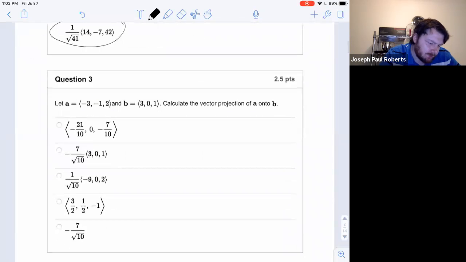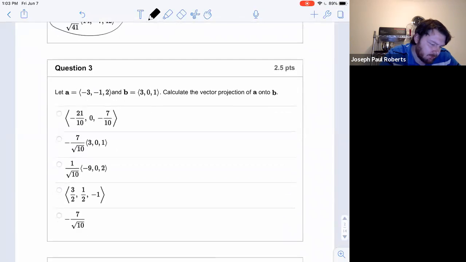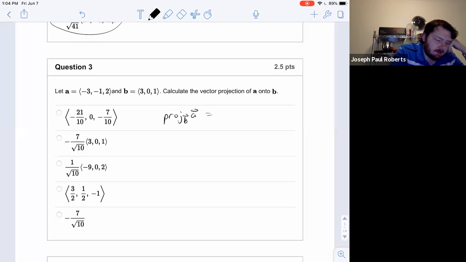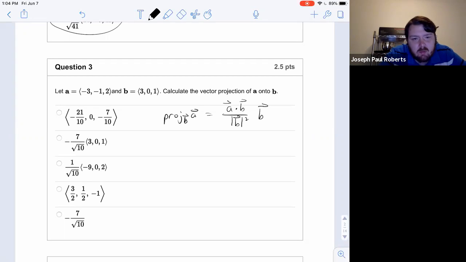Next question. Vector projection of A onto B. So to project A onto B, the way I like to remember it is it's going to be B whose length is in the denominator, because we're going A onto B. So A dot B over length B squared times vector B.